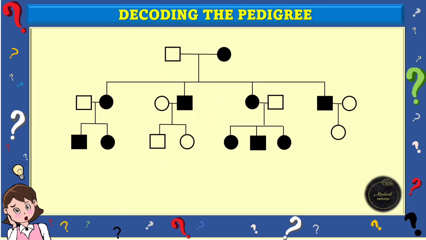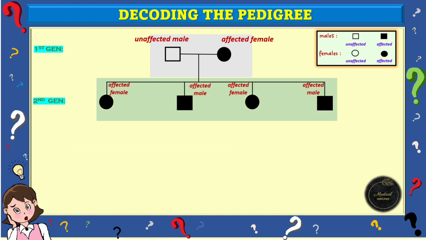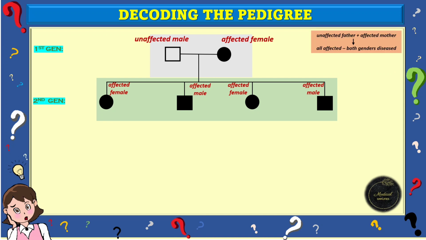Now going back to our question, let's decode the pedigree. So this is the first generation in the pedigree. Remembering the symbols we just revised, we observe here that an unaffected male marries an affected female. Let's look at their children, or the second generation. We can see that all their children are affected, whether it's a boy or a girl. So our finding here is that an unaffected father and an affected mother cause transmission of the mutation to all their children, and both genders are affected equally.